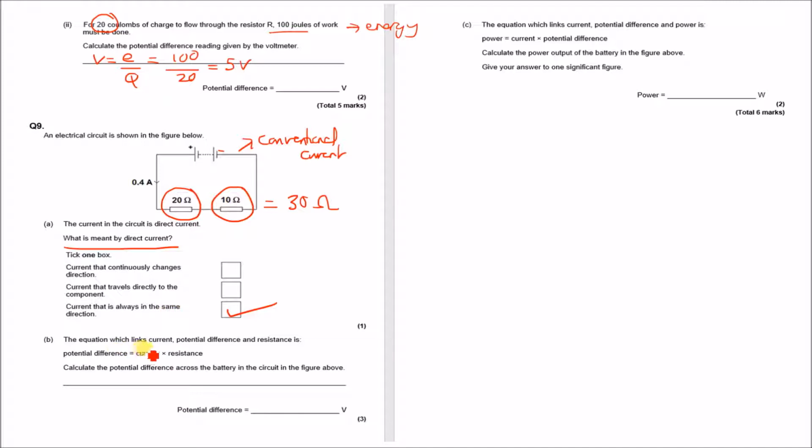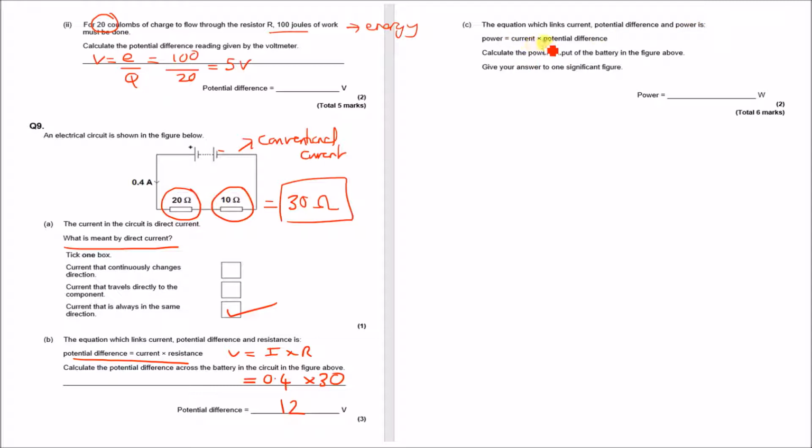It is current that travels in the same direction, so that's that one, always in the same direction. The equation which links current and potential difference is given here, so we've used this a lot. This is V equals I times R. It says calculate the potential difference across the battery in the circuit in the figure above. So we know the current is 0.4 amps, and we're going to multiply that by a resistance, which is the total resistance of 30. And 0.4 times by 30 gives us a voltage of 12 volts.